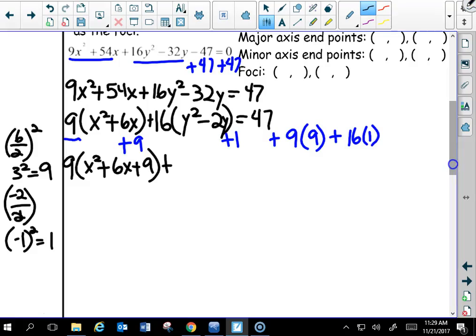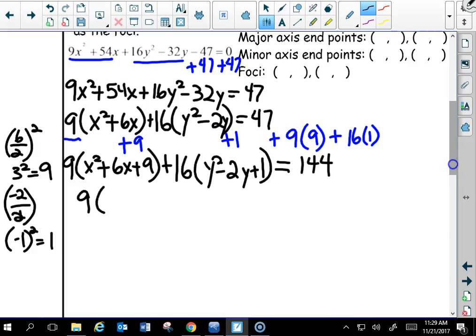All right, that allows me to write the y squared as y squared minus 2y plus 1 equals 47 plus 81 plus 16, which is going to give me a 144. Okay, so now I have 9 times x plus 3 all squared. I can write those as binomials, plus 16 times y minus 1 squared equals 144.